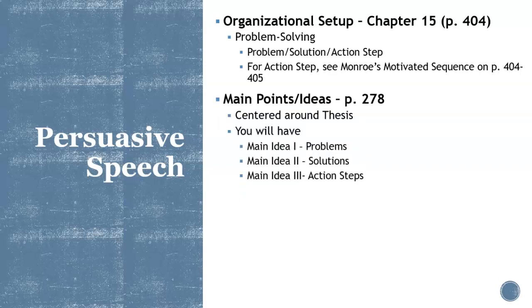You'll have 3 main points throughout your speech. Main idea 1 is going to be your problem section. So pick out 2 main problems or 2 main issues with this particular topic. Then your main idea 2 is solutions. How can we solve for that issue, or what can be done to solve for the problem that is your social issue topic? And then main idea 3 is the action steps. What can be taken in order to put this in action so that this issue can be solved?